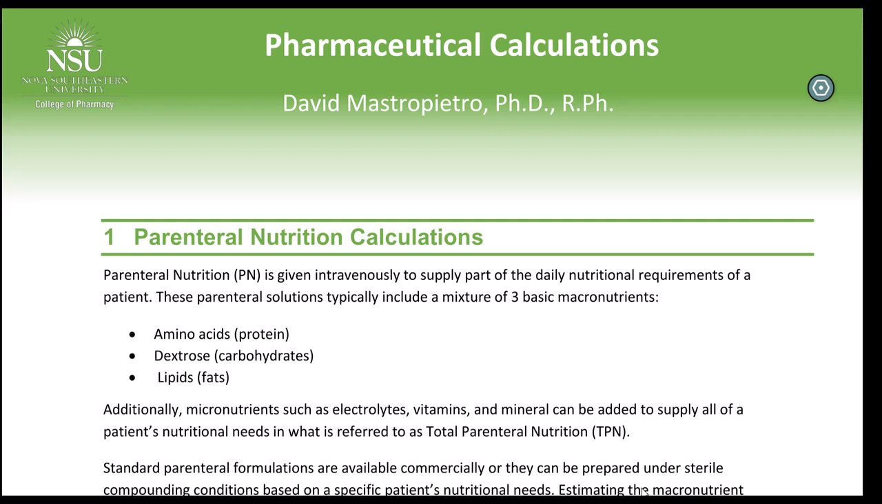The three main components, what we call the macronutrients, are amino acids, carbohydrates, and fats or lipids. When we say amino acids, we're talking about the protein source. Carbohydrate, we give in pharmacy parenterally by using dextrose solutions. We are already familiar with D5 dextrose, but there are other dextrose concentrations. And lipids or fats are also given through parenteral routes.